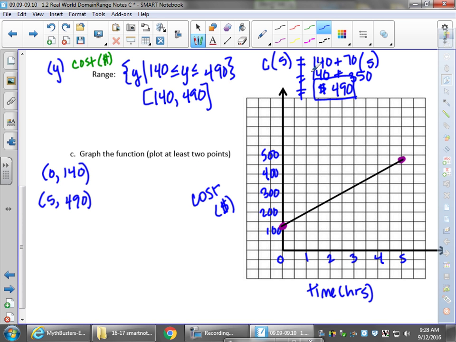No, you can't pull 70. That's part of the equation. So to get ordered pairs, I have to have x values that I plug in and do this math to get the y value. Okay?